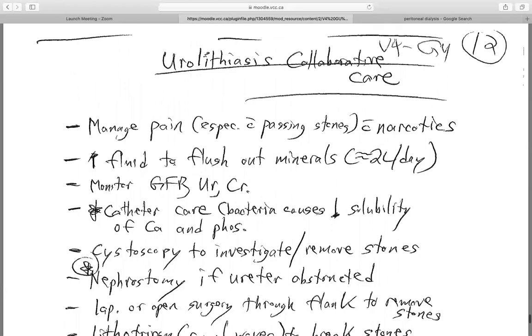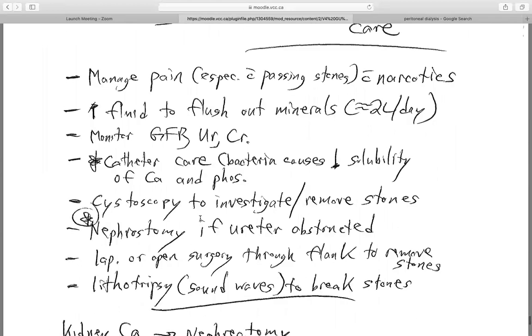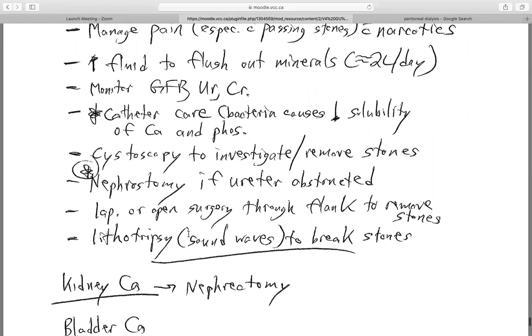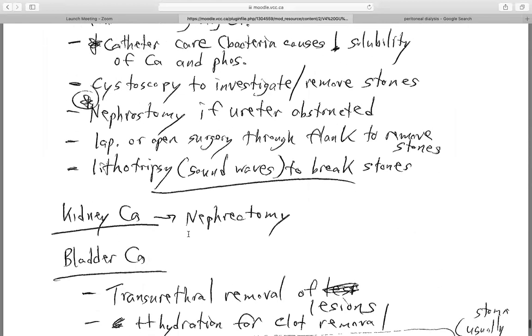Again, a summary: managing the pain, flushing out minerals. Catheter care is important because infections can change the pH and can contribute to the formation of stones. We've talked about scopes. We've talked about the nephrostomy tube. We've talked about the possibility of surgery, sound wave management, lithotripsy.